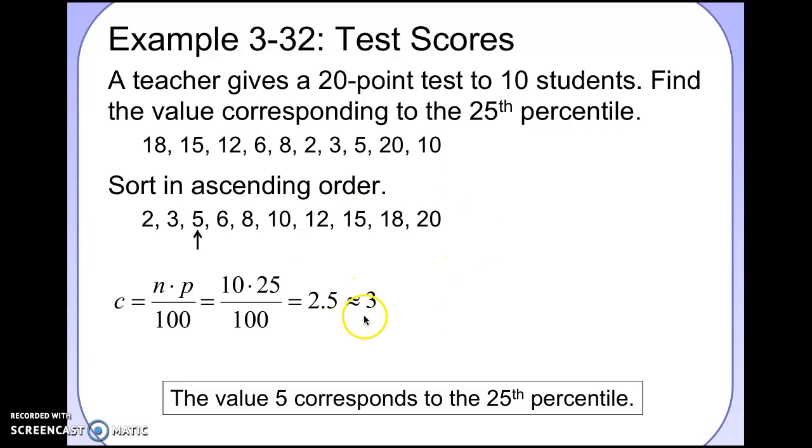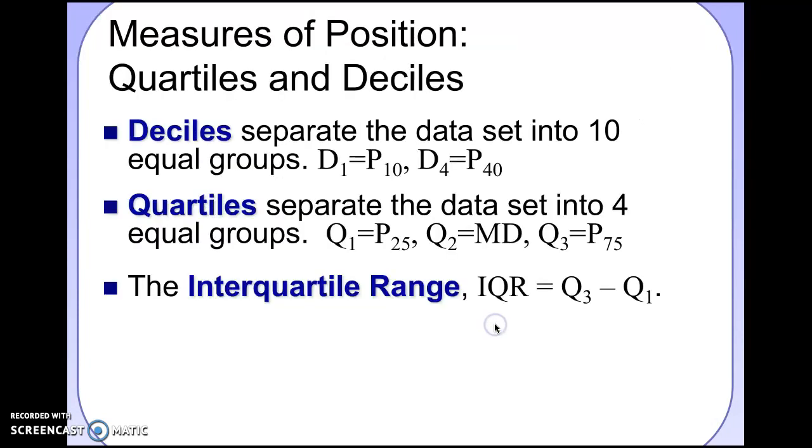Once you get the C value, 3, you need to count left 3 spots to get your value. So it's 3, I go 1, 2, 3. So 5 corresponds to the 25th percentile. If C is a whole number, you're going to use the halfway value between C and C plus 1. See example 3-33 on page 155 for something to look at.